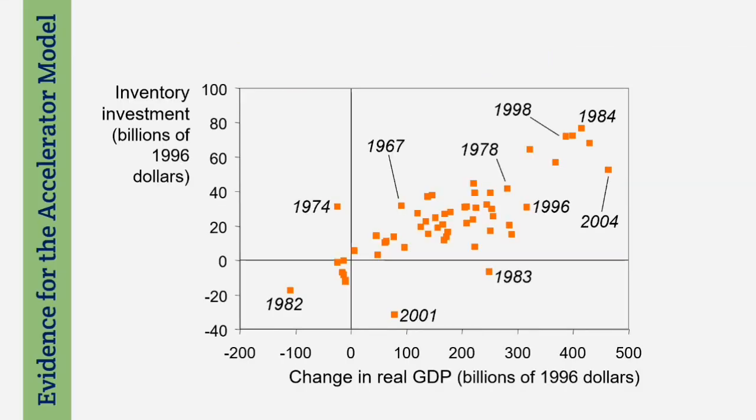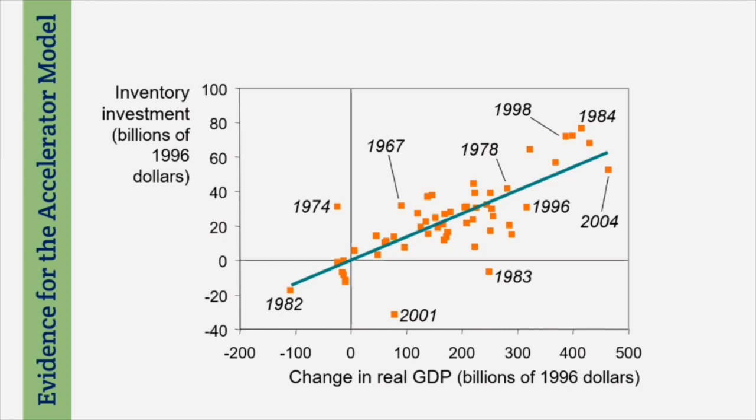This is the evidence for the accelerator model. The blue line runs from 1982 until 2004. It shows that in America, inventory investment is always higher above the blue line and lowest in the years below it. A note: the data used to construct this graph are in 1996 dollars, whereas the data used to construct figure 14.4 (17.7) in the textbook are in 2000 dollars.